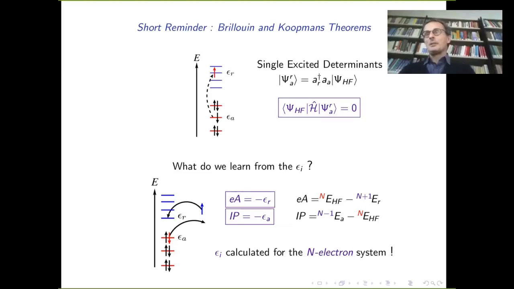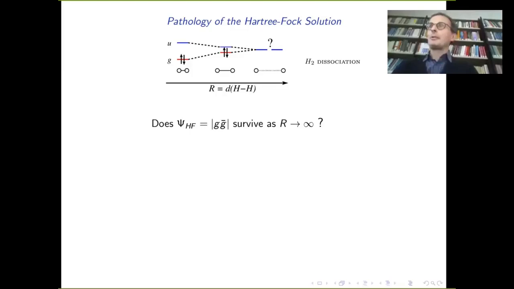Okay, so back to Hartree-Fock theory, and let me again concentrate on the H2 molecule with the bonding orbital, the so-called Gerade orbital, and the Ungerade molecular orbital. This one is doubly occupied. Remember, Hartree-Fock is just one single determinant, so that's psi HF, the double occupancy of the G G-bar determinant. And the question is whether this structure of the wave function survives as the internuclear distance, capital R, goes to infinity.